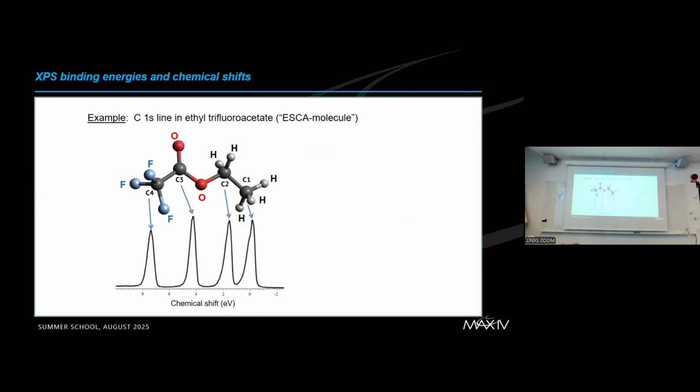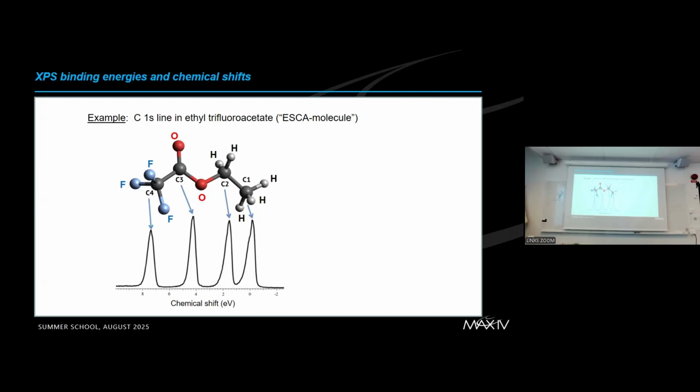Let's look at another example. This is the so-called ESCA molecule. This is a 3-fluoroacetate, which they used in the early days to demonstrate the capabilities of the ESCA technique. This is an interesting molecule in that sense because it has 4 carbon atoms and all 4 are in different chemical surroundings. So one is surrounded by only hydrogen and 1 carbon. One has 1 oxygen neighbor. The third one has 2 oxygen neighbors. And the last one has 3 fluorine neighbors.